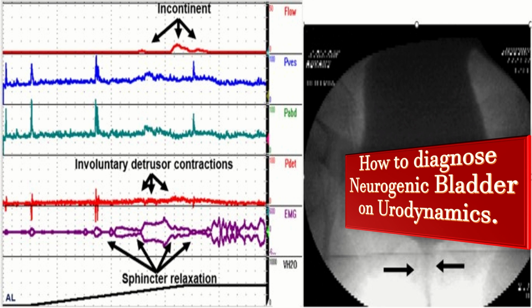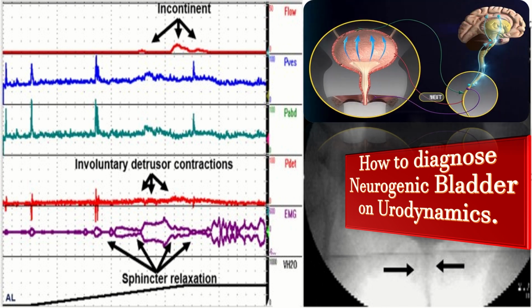Here in the urodynamic graph of neurogenic bladder, there is urinary leakage along with normal abdominal and vesical pressures. There is also involuntary leakage of urine, but the sphincters are relaxed.